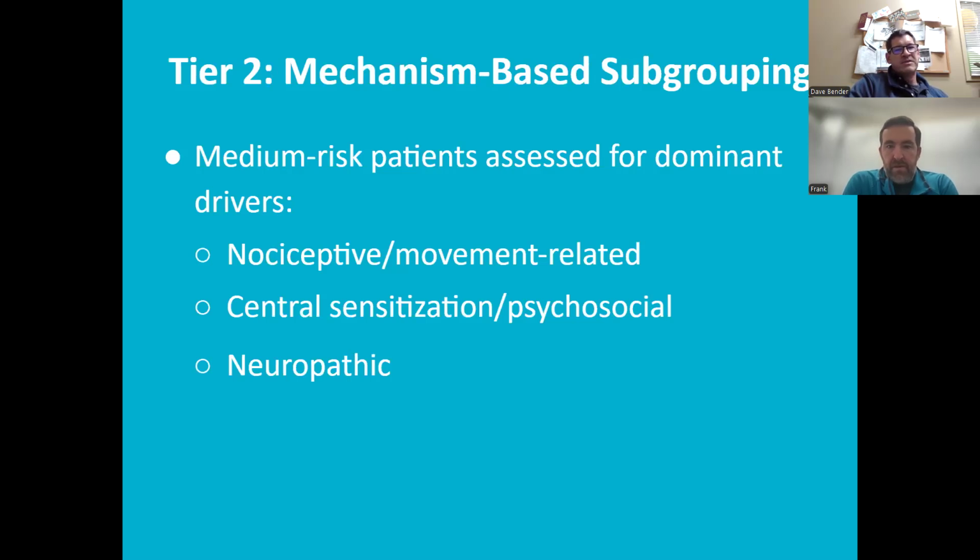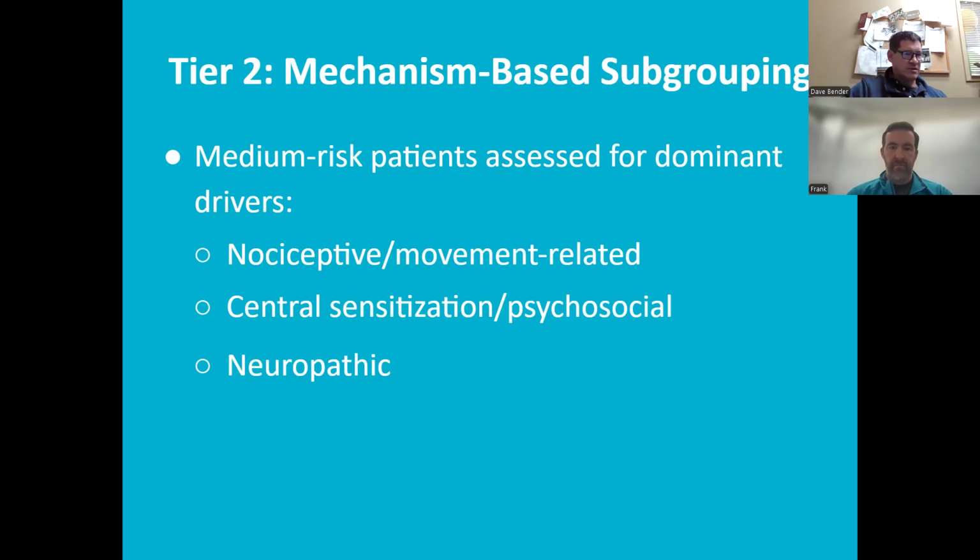Tier two is the mechanism-based subgroups. In the medium risk assessment, the dominant drivers are going to be your nociceptive movement-related pains, your central sensitization, to some degree psychosocial, and your neuropathic pains. You're looking at your classic musculoskeletal drivers, your nociceptive pain. Another term used for that is somatic pain. That is your lower back pain patient. Nociceptive pain comes from soft tissues. Neuropathic pain comes from neuropathic tissue.